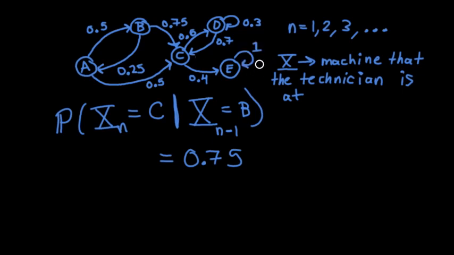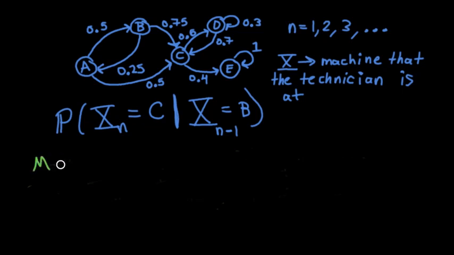And there's machine E. There's a 100% chance that once the technician fixes something at machine E, something else is going to break. And basically, if the technician gets to machine E during his day, he is there the rest of his day.